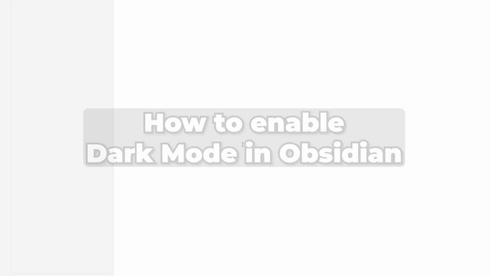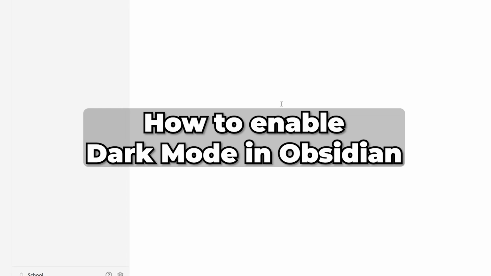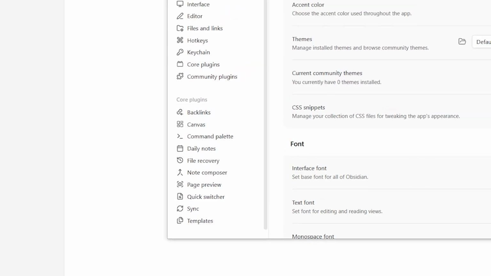Want to make Obsidian easier on your eyes? In this quick tutorial, I'll show you how to enable dark mode in Obsidian. First, look at the bottom left corner of the Obsidian window and click the settings icon. This will open the Obsidian settings.